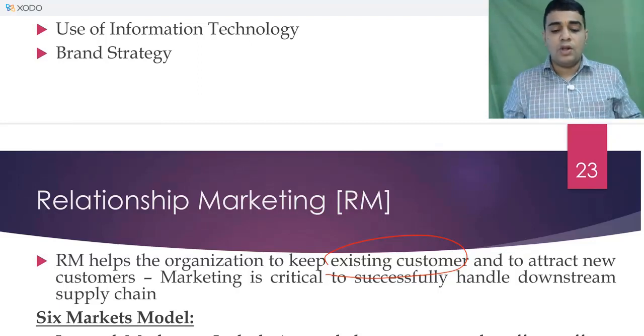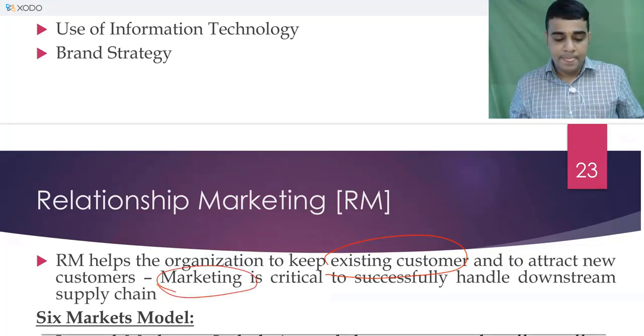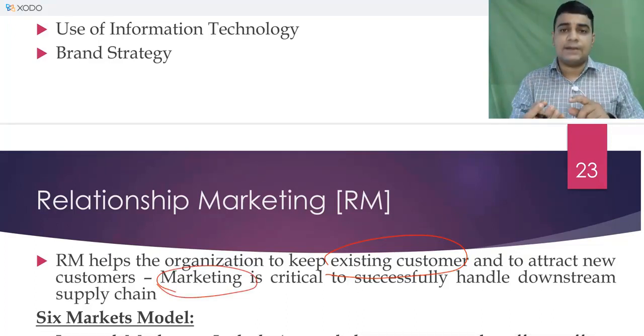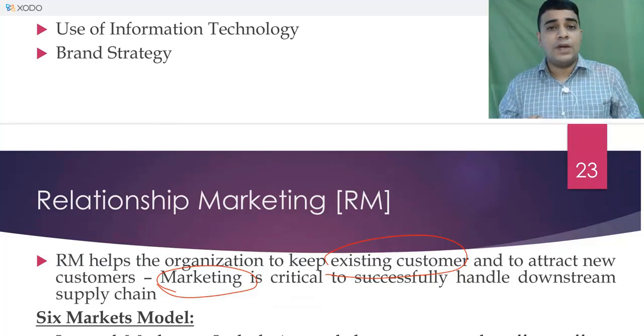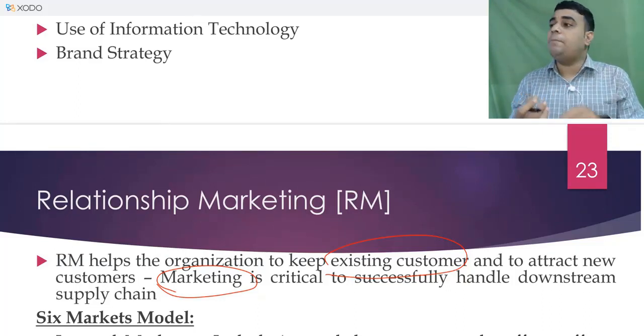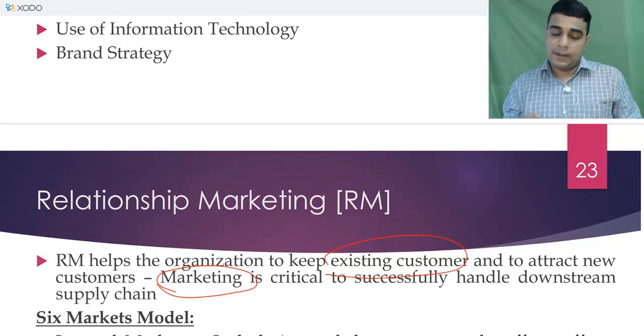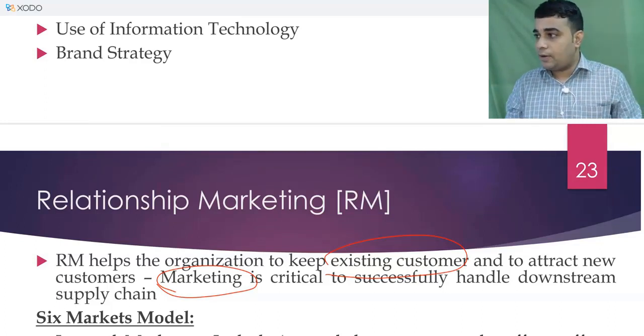So this also will help you in doing better marketing strategy. Now, in the 6 markets model there is something called the recruitment market. What is the recruitment market? This is a place where you will find the potential employees of the company. There is a supplier market. Here you are going to find the suppliers of the company.